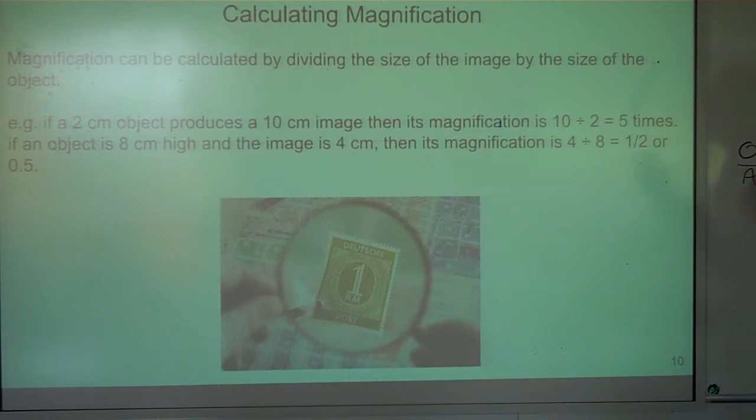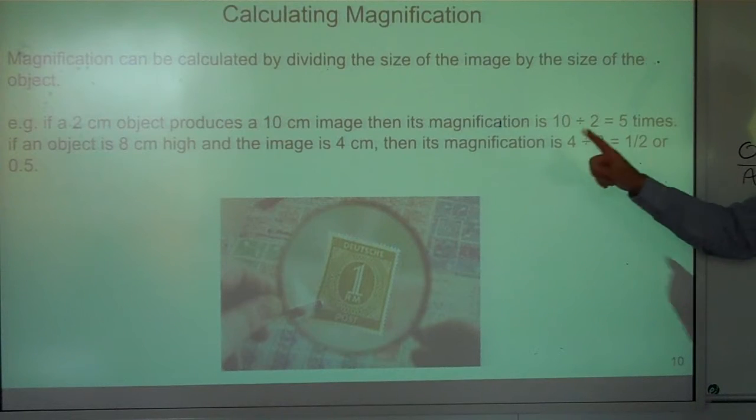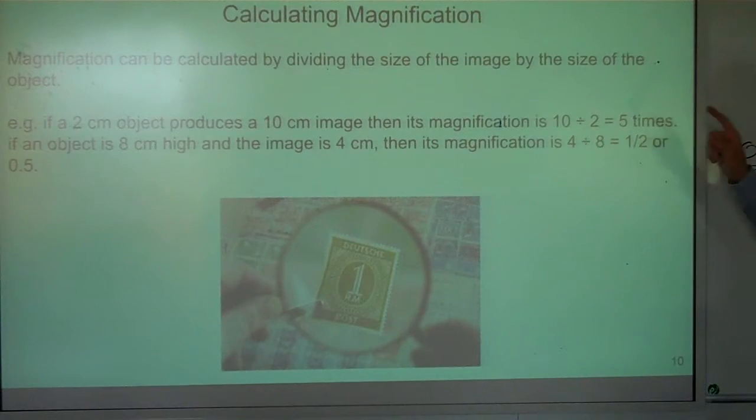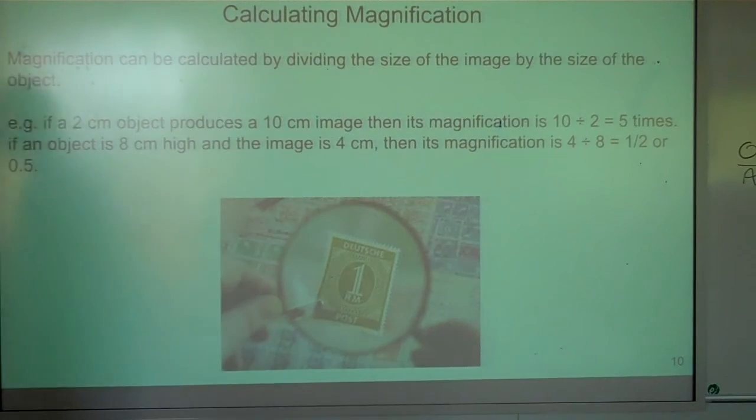If an object is 8 centimetres high and the image is 4 centimetres, then the magnification is 4 divided by 8, and it is half. So it actually appears smaller. Magnification works either way. We use the same words, we use the same mathematics, but the image you would actually see in this case would be smaller than that.